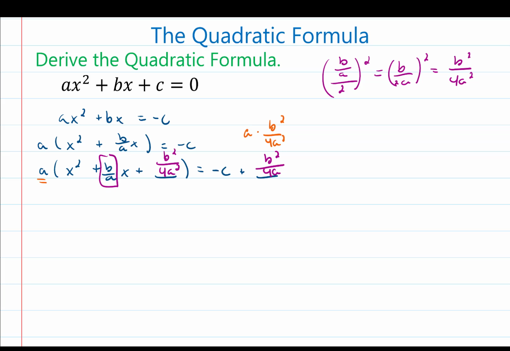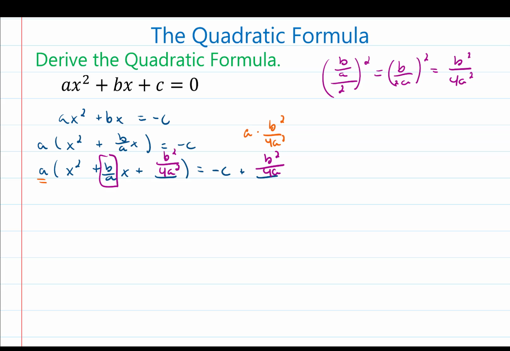So again, if we were to reverse this process, distribute a, combine like terms, move c to the other side, we should be able to go back to the original equation, which we could by adding b squared over 4a to the right side, but we couldn't if we added b squared over 4a squared.